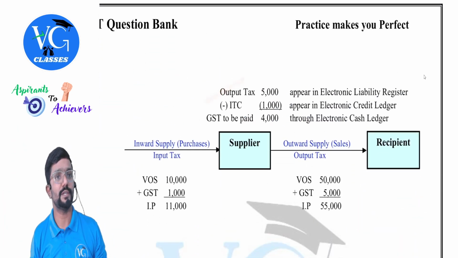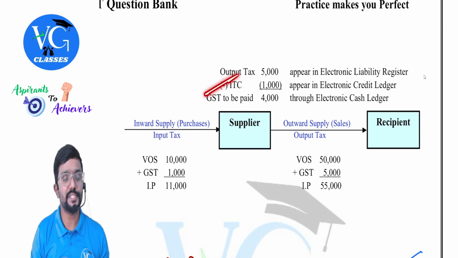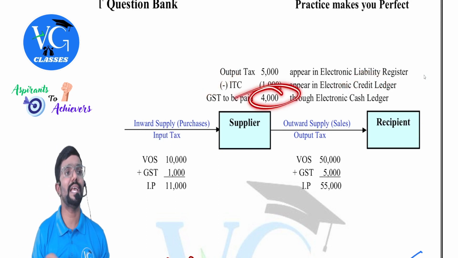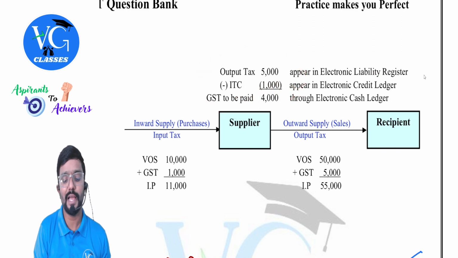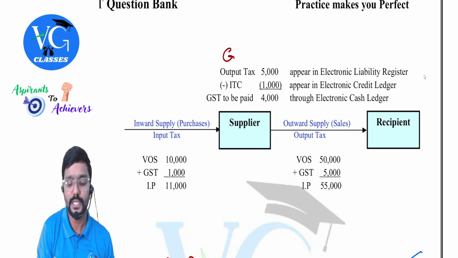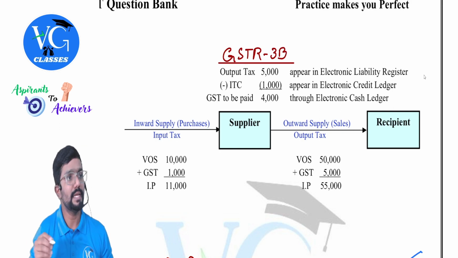What is my output tax, sir, for the month? What is my ITC, sir, which is reflecting in the credit ledger? And how much totally I need to pay through the cash ledger, sir. All these details will be given where, guys? GSTR 3B. Got it? Yes.